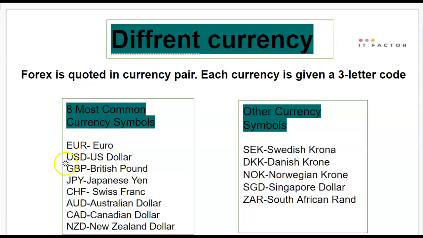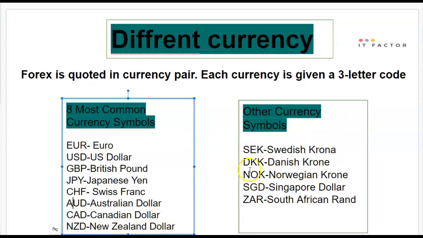Okay, the next one is USD, which represents the US dollar. GBP represents the British pound. JPY is for Japanese yen. CHF is for Swiss franc. AUD, Australian dollar. CAD for Canadian dollar. And NZD for New Zealand dollar.